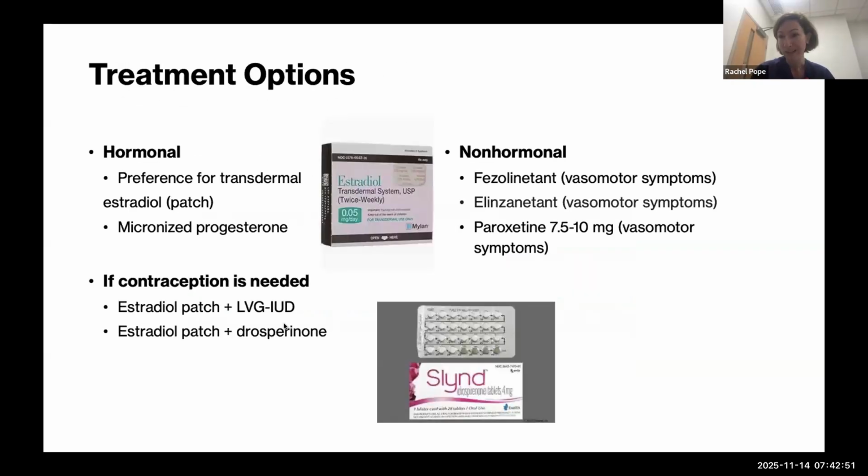So what is that treatment? Is it okay if I talk a little bit about treatment? Or does anybody have any questions at this point? Yes. So, Dr. Pope, in terms of perimenopause, you mentioned a lot of different changes that a woman will go through. Does every woman go through that?